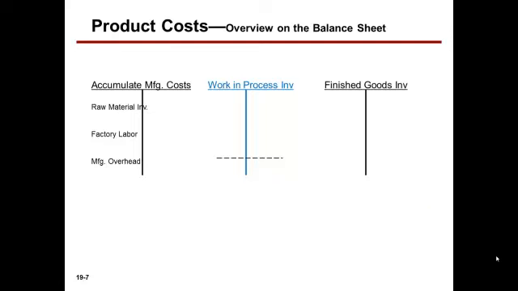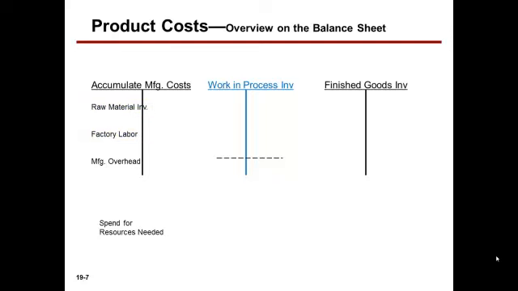Let's look at a T account overview on the balance sheet. Work in process, again, is the key clearing account. All costs will flow through here. First, all manufacturers accumulate costs as they begin to spend for needed resources. Having a facility in the first place, paying a plant manager, supervisors, etc. These are manufacturing overhead examples. Then buying raw materials, and then paying workers to convert those raw materials.